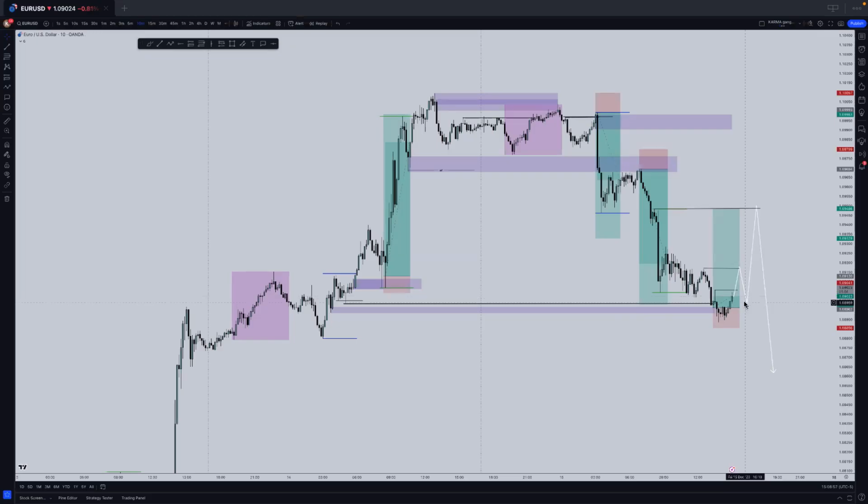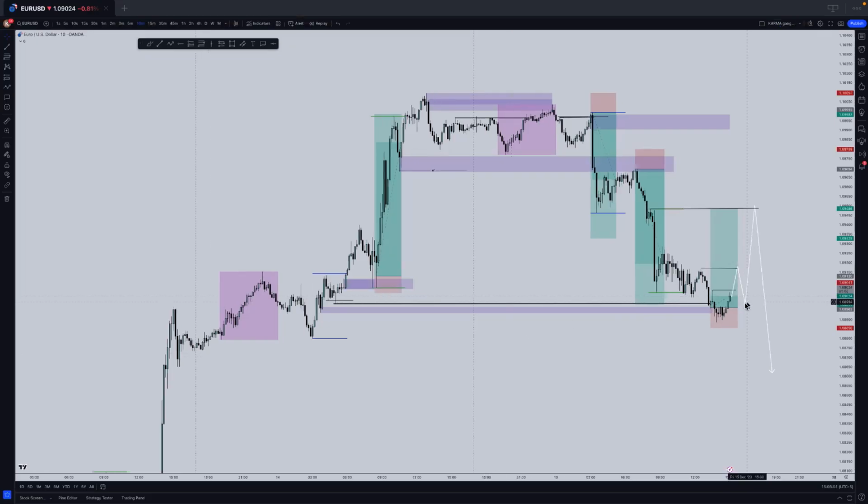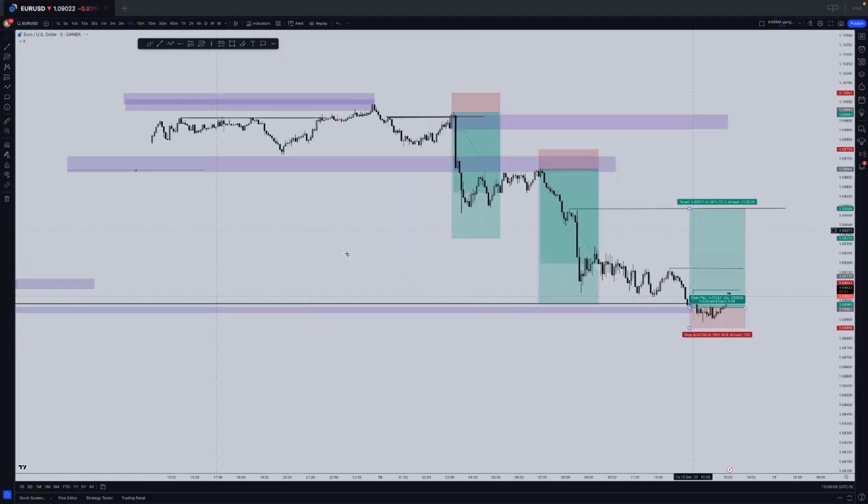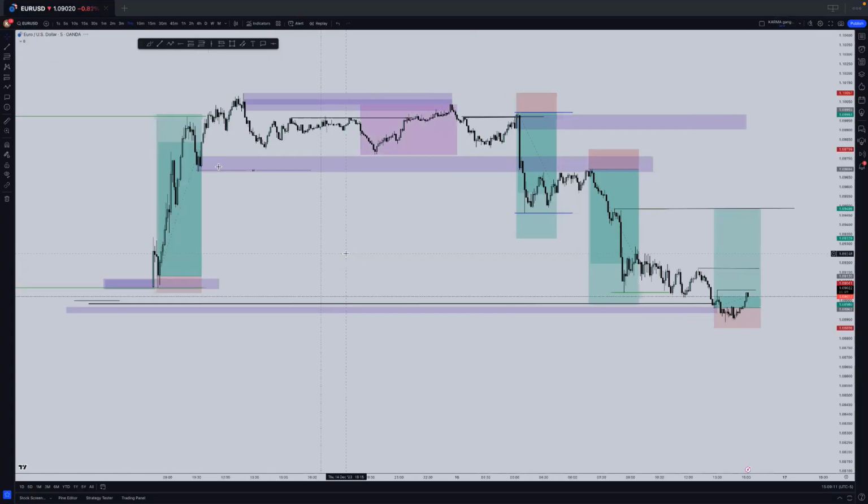Okay, let me break that down. That guy made a mistake. Now let's go to 5 minutes. Did he mark it from 5 minutes? And this was what he marked. Now you call a point a flip zone. Let me remind you guys something.